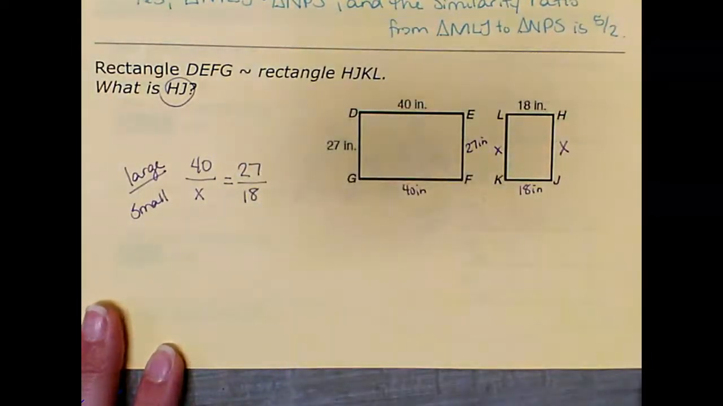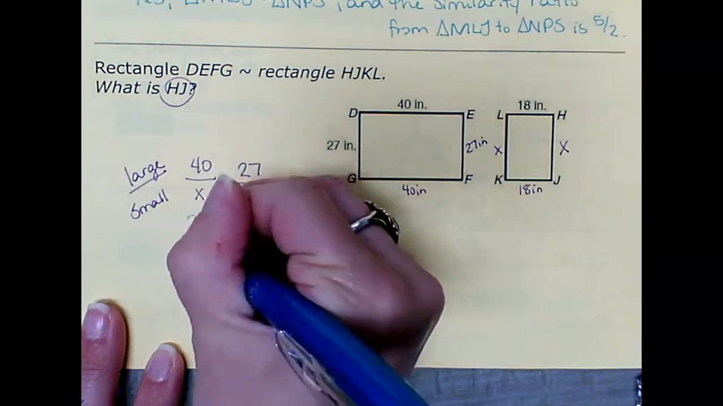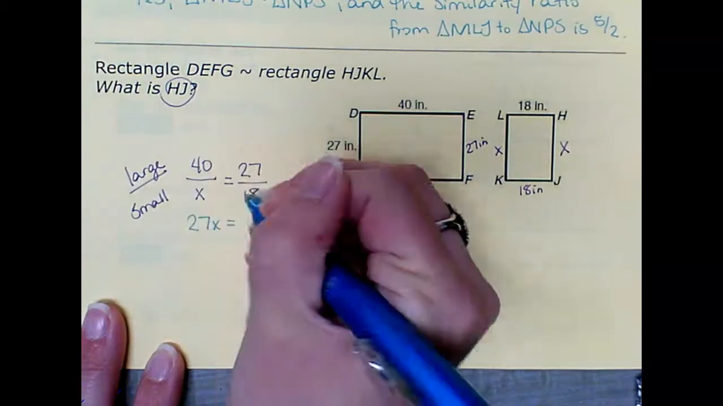So now you have a very intermediate school problem that you can solve. So if you're trying to determine the missing side, you can cross multiply. 27 times x is 27x. 40 times 18.